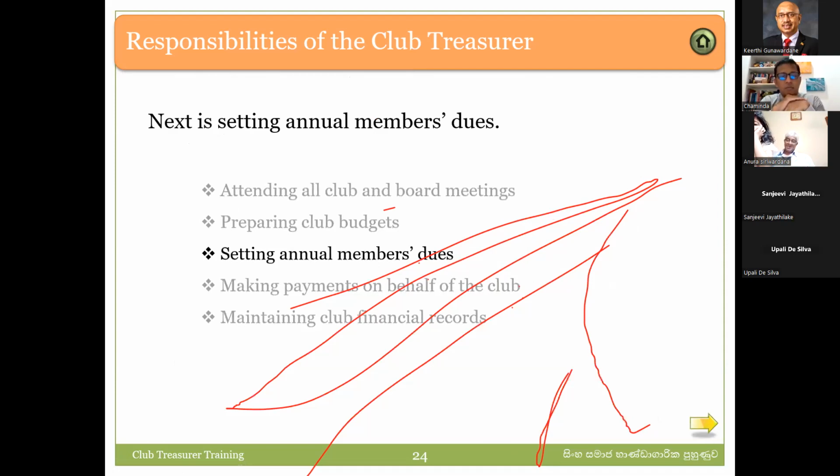What is setting annual members' dues? Very important. This is the first goal. How much do we charge a member per year? Also, do not take into the club a person who cannot pay. Do not make them a member. Tell them the amount that goes per year, or the one given in advance. When you take a new member, get the full year in advance so that you don't have any problems from that member in the second half. Okay.